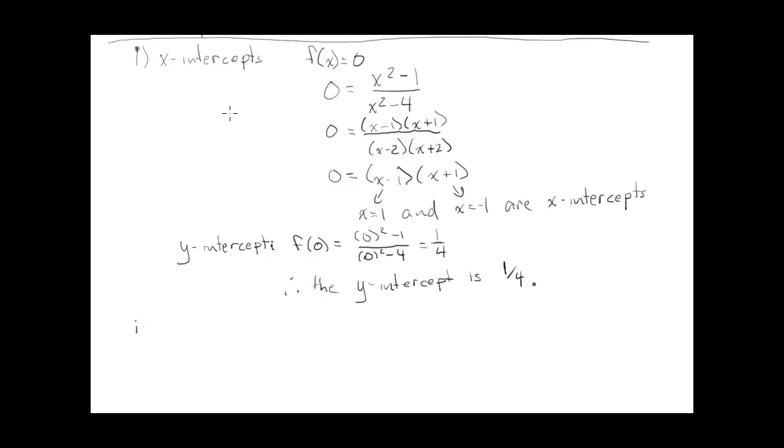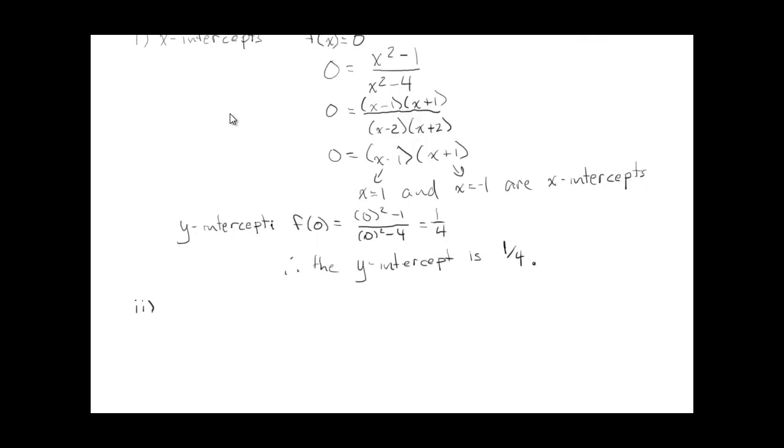Now we'll look at the asymptotes, and there's going to be two potential asymptotes, a vertical and a horizontal. So the vertical asymptote occurs when the denominator of the rational is equal to 0. And in this case, that would mean x squared minus 4 is equal to 0, or x will be equal to plus or minus 2, which will be our vertical asymptotes.